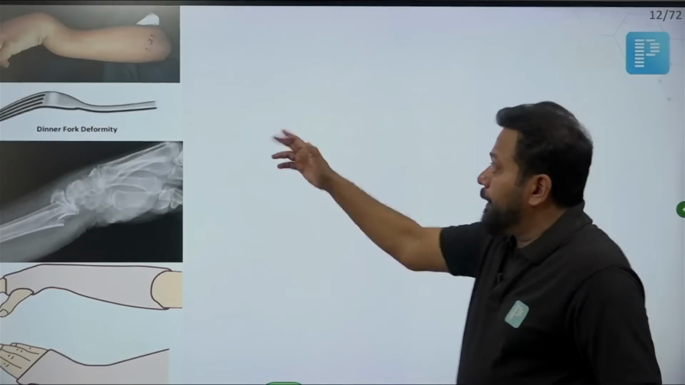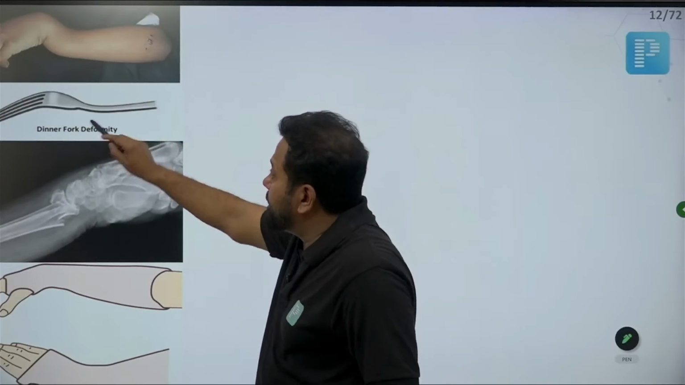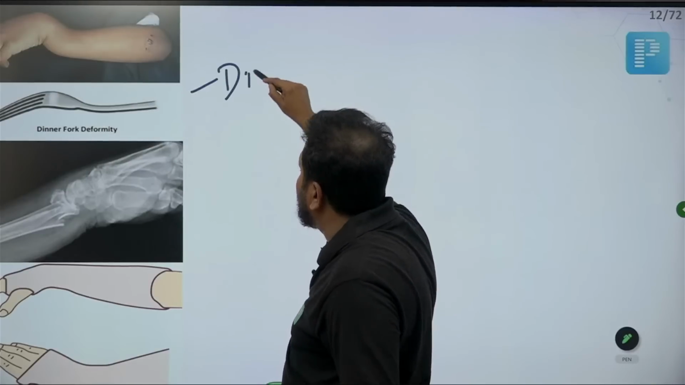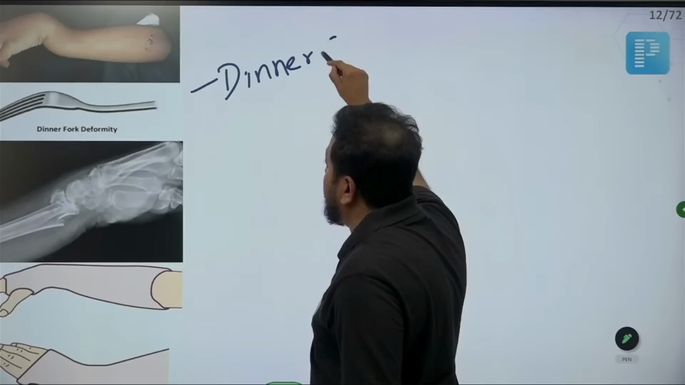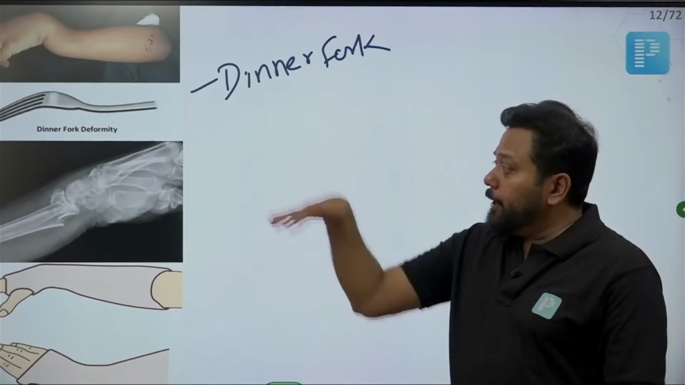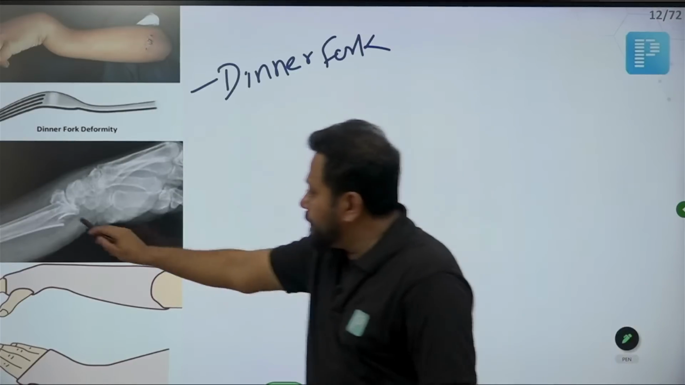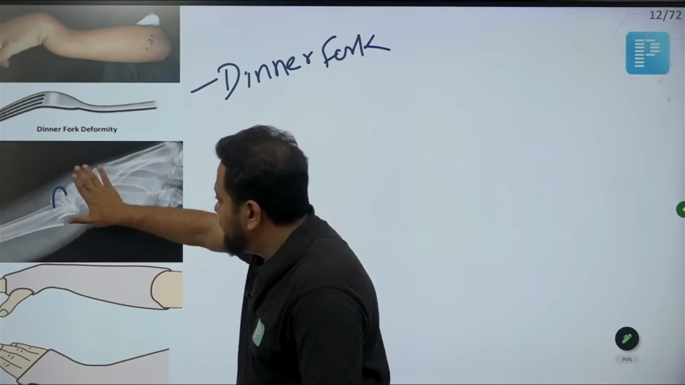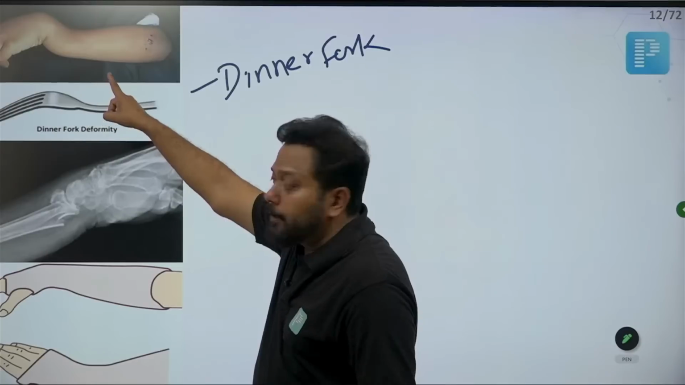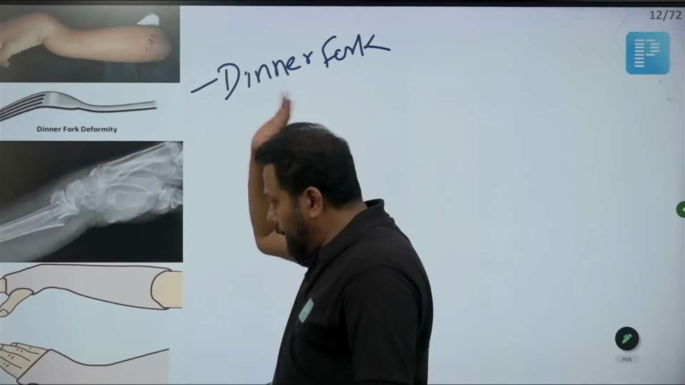You see the diagram. The classical deformity of Colles fracture, because of dorsal displacement, is called dinner fork deformity. How many times they have asked this, they will ask you in an image based question. Dinner fork deformity, like a dinner fork because of dorsal displacement, right? And see, this is the dorsal displacement in the x-ray and this is causing this deformity in that patient. Compared with the dinner fork, so it's called dinner fork deformity.